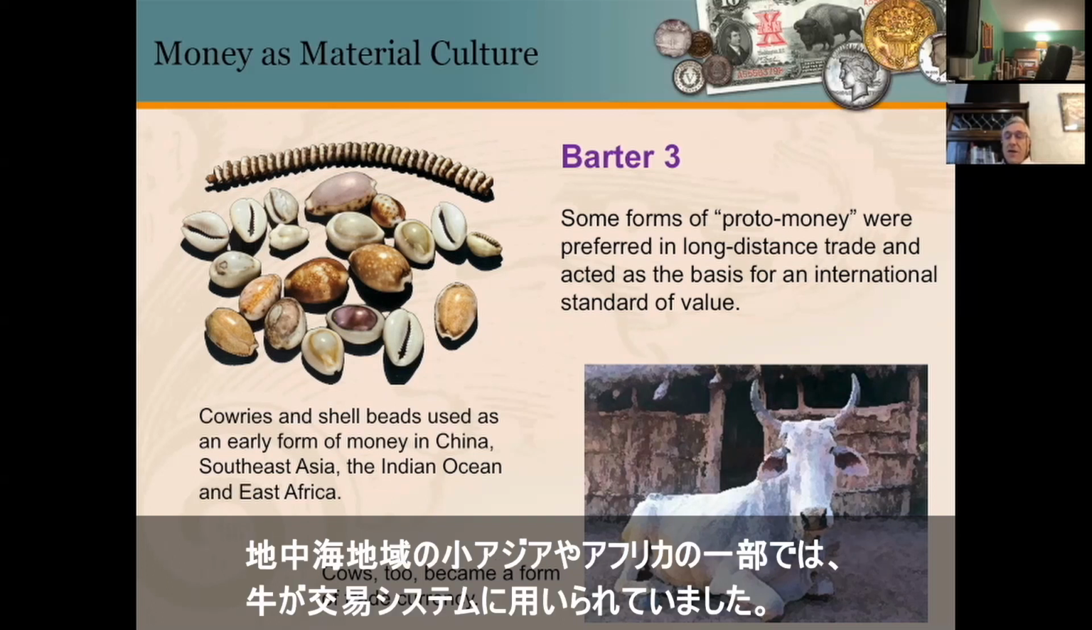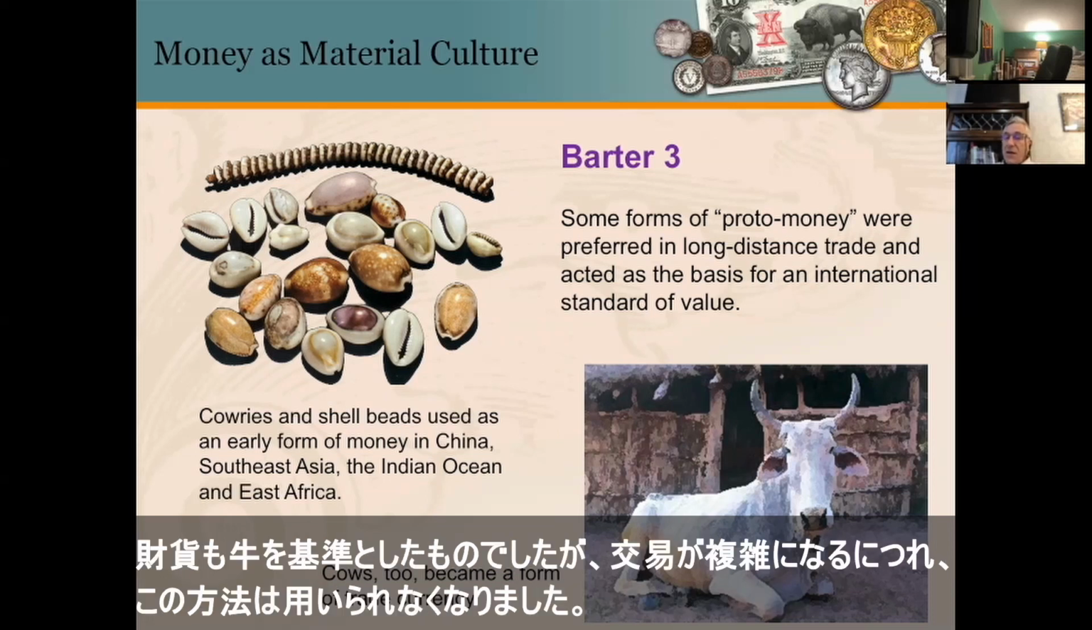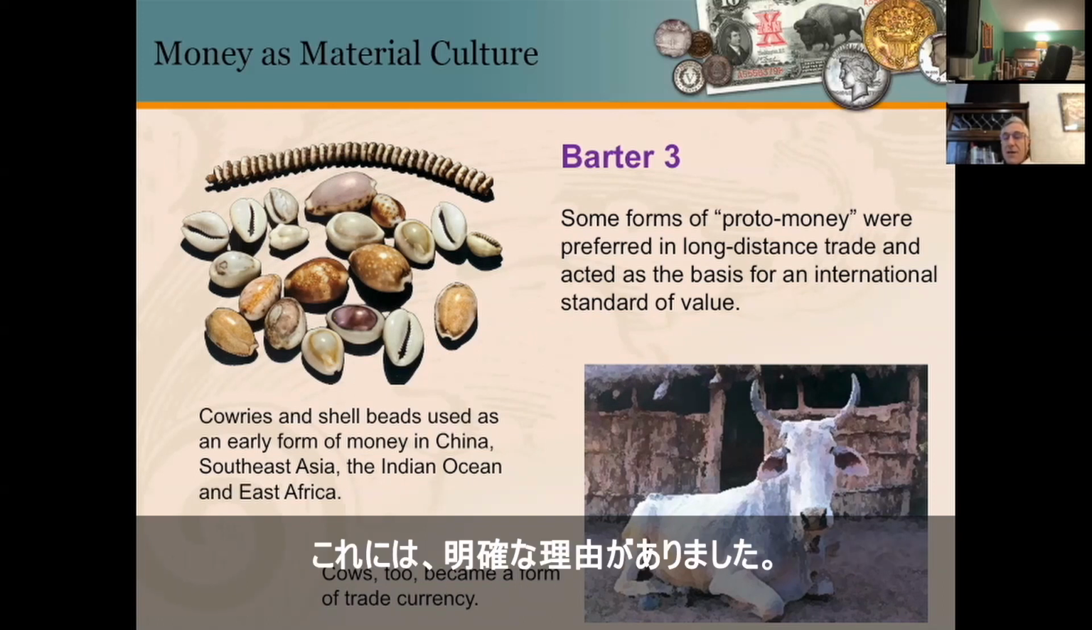In the Mediterranean region, Asia Minor, and parts of Africa, the system of trade was based on cattle. Cattle were a common early form of money in many cultures, with measures of wealth and property values given in terms of a given number of cows. Goods were also valued in terms of cows, a practice that eventually became obsolete as trade became more complex.